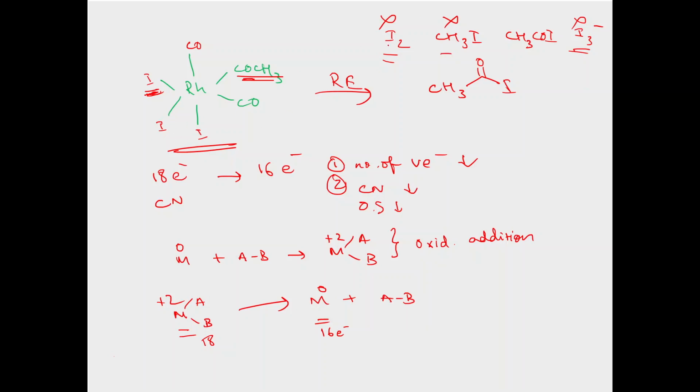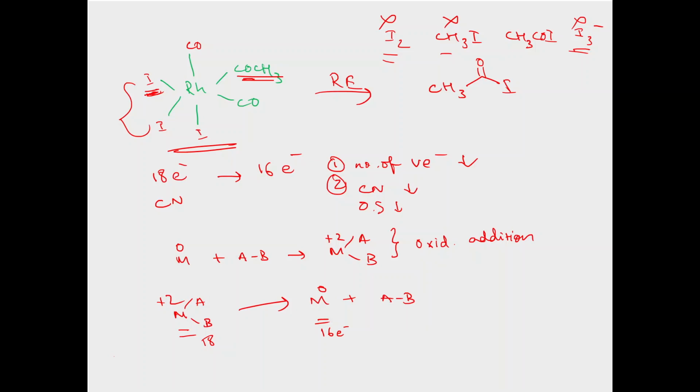CH3I also can't come out. And we can have this question: why not I2, since these two iodines are also cis to each other? But I2 will also not come out. CH3COI will be preferred, it will prefer more to get eliminated than these two iodines. Why? What is the reason behind this?